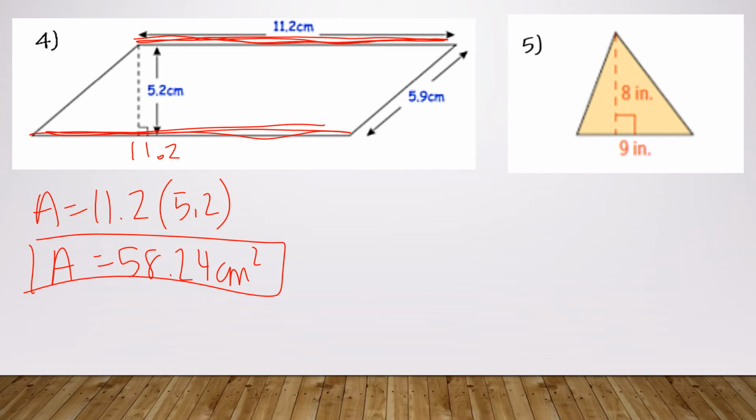For number 5, now we're moving on to triangles, so we need to change up our formula. We have 1/2 base times height, and I would just do 0.5 times 9 times 8 in my calculator, and I get 36 inches squared.